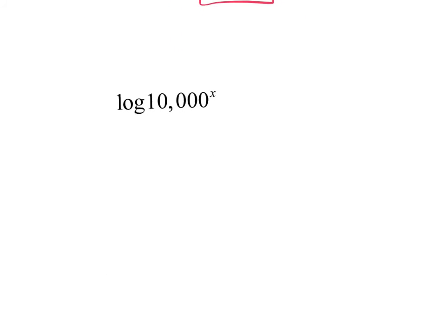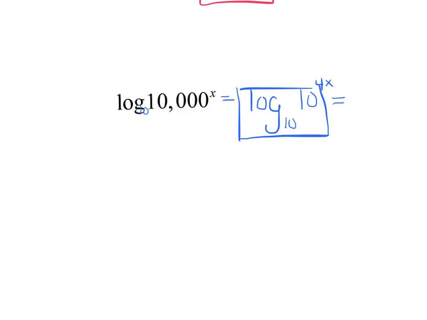One more, you'll notice that I don't have a base on my log. Remember, if there is no base, it's a 10. And then 10,000 is kind of a big number here. Let's rewrite that as 10 to the 4th power, and there's still the x there. And so now the base of my log and the base of my exponent match up. I've got Tetris effect, and we've got 4x.